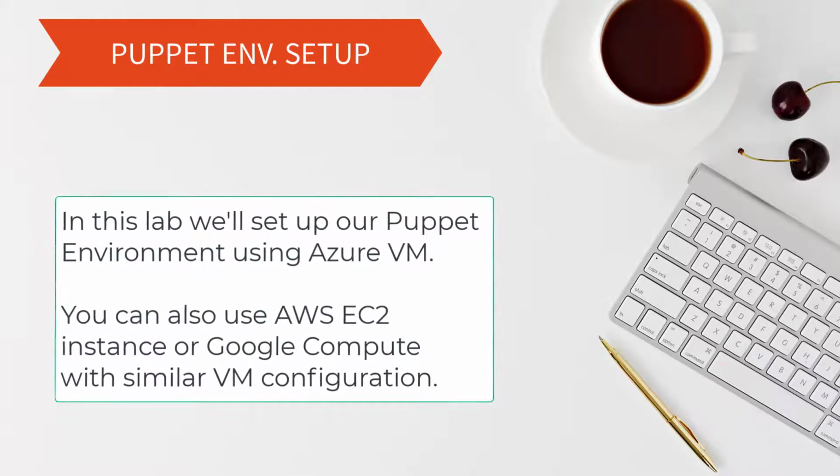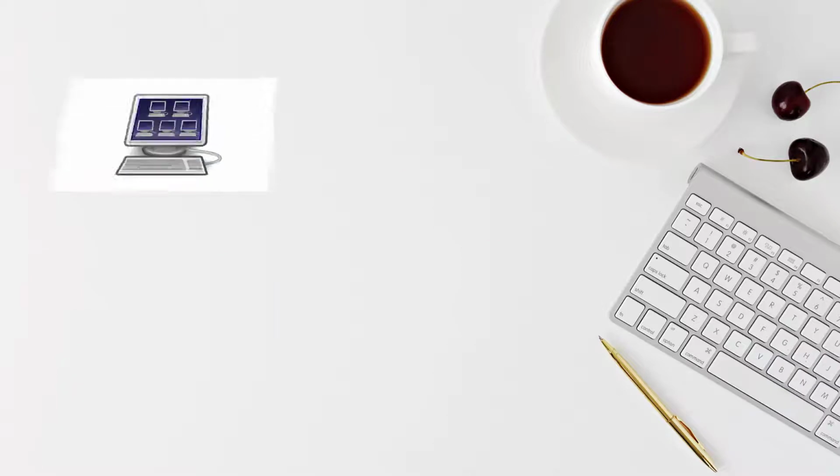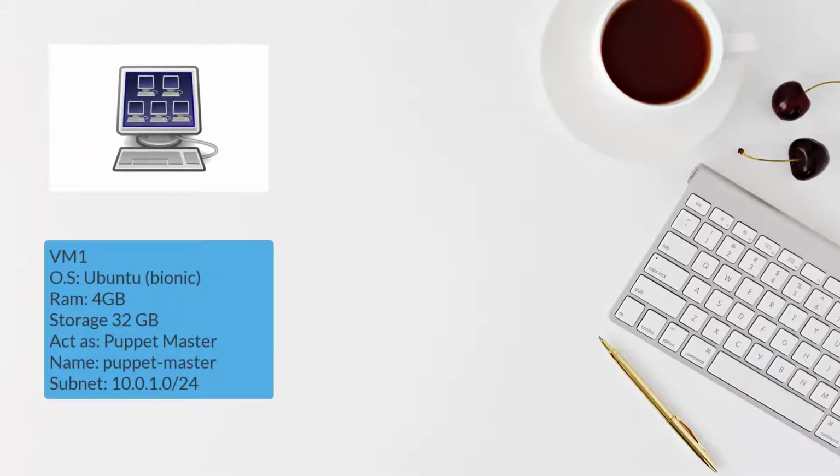Hi and welcome. In this lab, we'll set up our Puppet environment using Azure Virtual Machine. You can also use AWS EC2 instance or Google Compute Engine with similar virtual machine configuration that I am going to use. We have two virtual machines. One will act as Puppet Master and another will act as Puppet Agent.